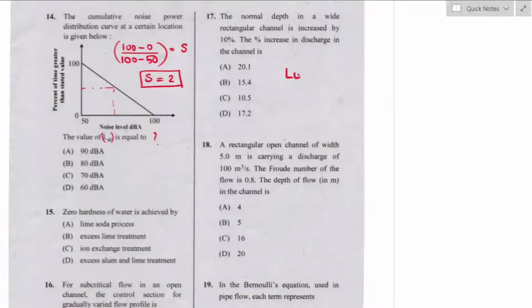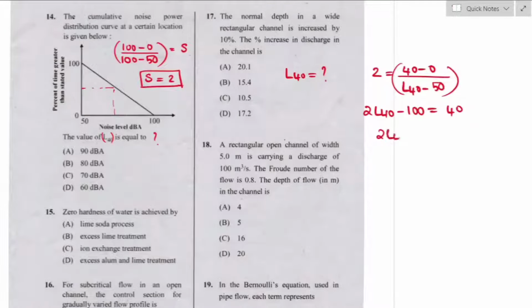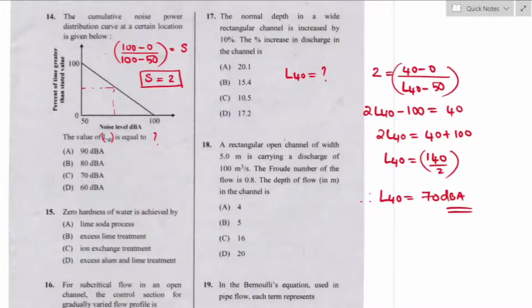Similarly, to find the noise level which is exceeded 40% of the time, the slope is given as 2. So 40 minus 0 divided by L40 minus 50. 2 into L40 minus 100 is equal to 40. 2 times L40 is equal to 40 plus 100. L40 is equal to 140 divided by 2. So the noise level which is exceeded 40% of the time is equal to 70 dBA. So the right answer is option C.